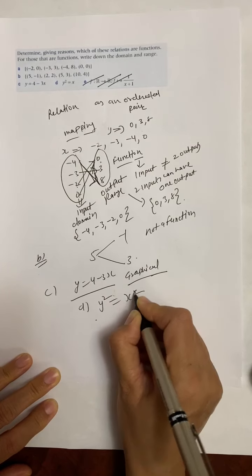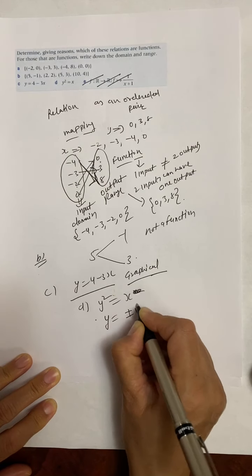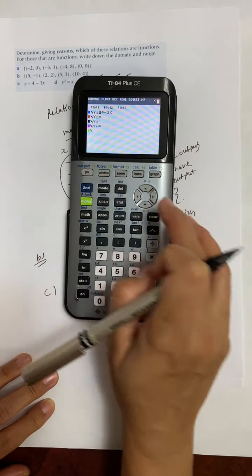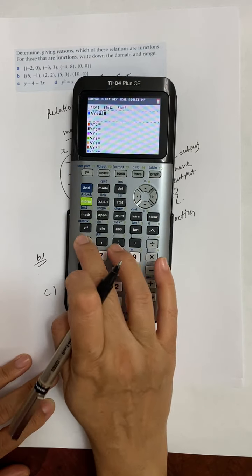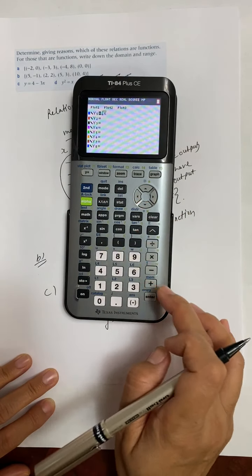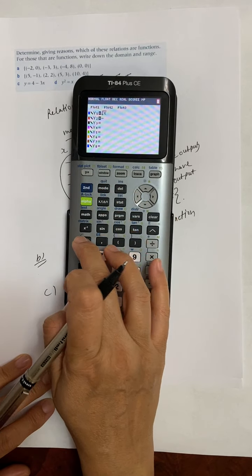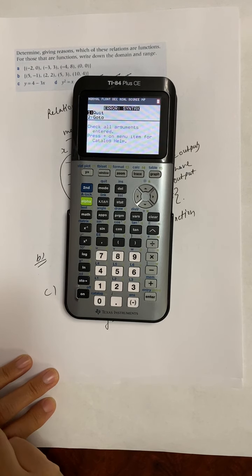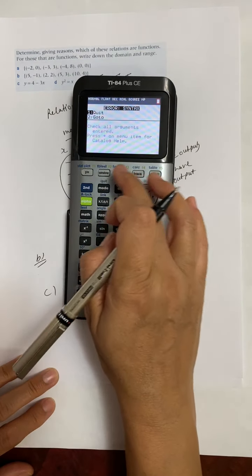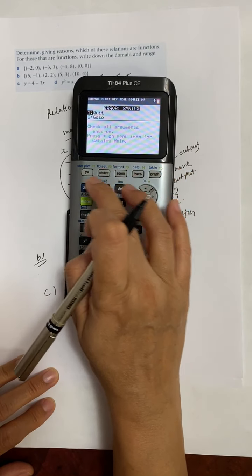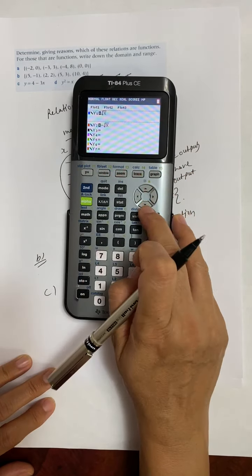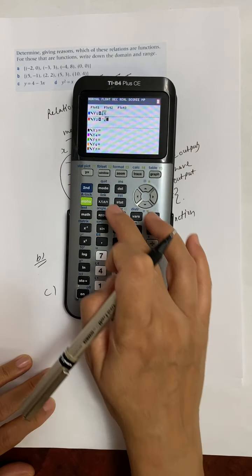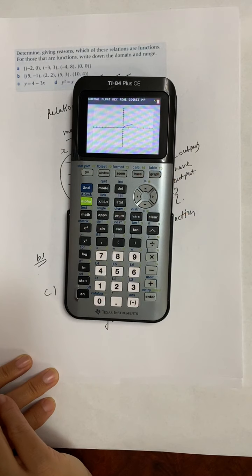Y squared equals x, which is the same as y equals plus or minus the square root of x. Again, we can use the graphical approach here. So I can graph the square root of x, and then I have to do the negative square root of x. So y equals negative square root of x, and graph.